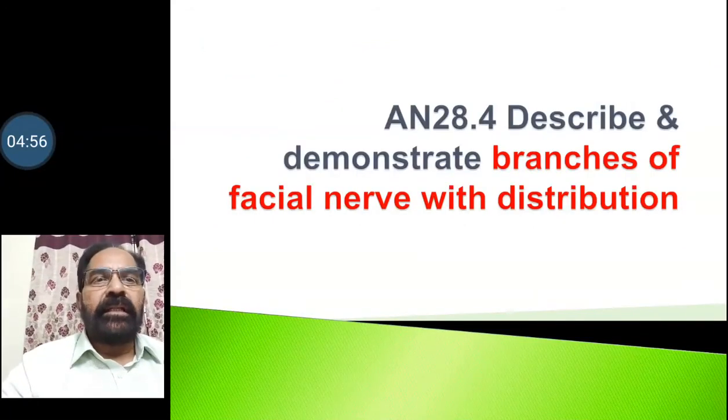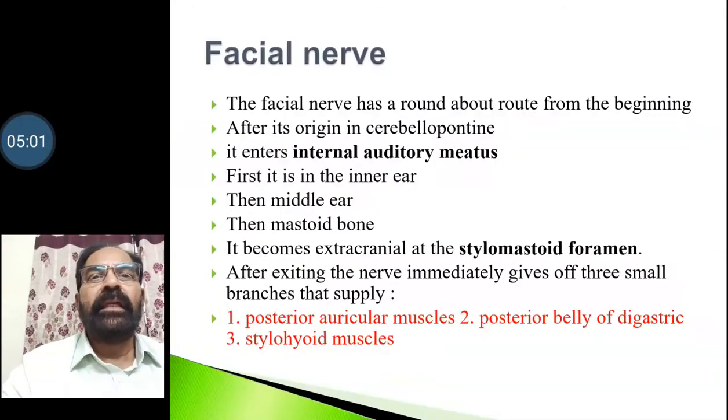Then we move to another competency, that is branches of the facial nerve. Facial nerve has a roundabout route from the beginning of its course. After its origin at the cerebellopontine angle, it enters internal auditory meatus. Then it is in the inner ear, then it is in the middle ear, and then in the mastoid bone, and it emerges to start its extracranial course at the stylomastoid foramen.